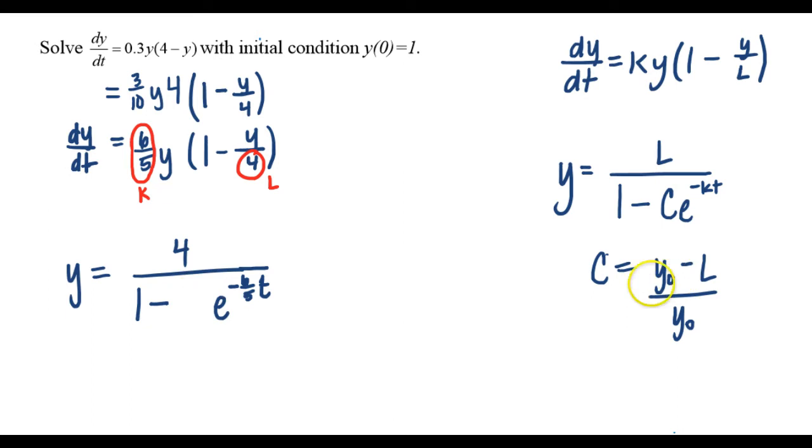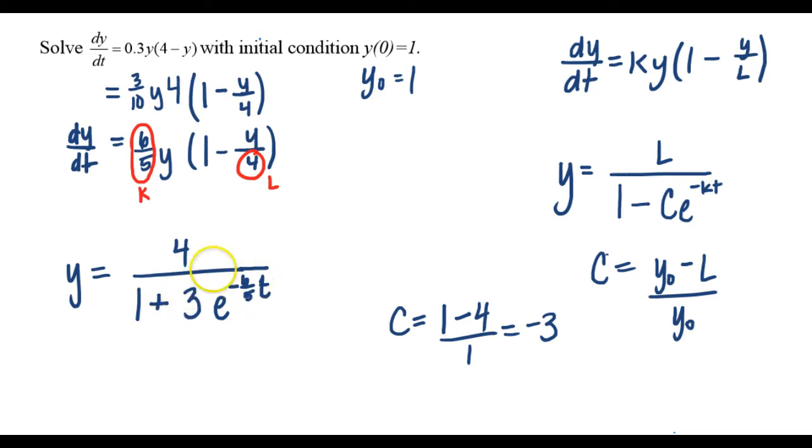So now to find the c value here, I'm going to need to substitute in the information regarding my initial condition. So remember, this also translates to y sub 0 equals 1. So this would be 1 minus my carrying capacity 4 over 1. So my c value is then negative 3. So since I'm subtracting a negative, it will turn into plus positive 3. So my solution is 4 over 1 plus 3e to the negative 6 over 5t. And that is my solution.